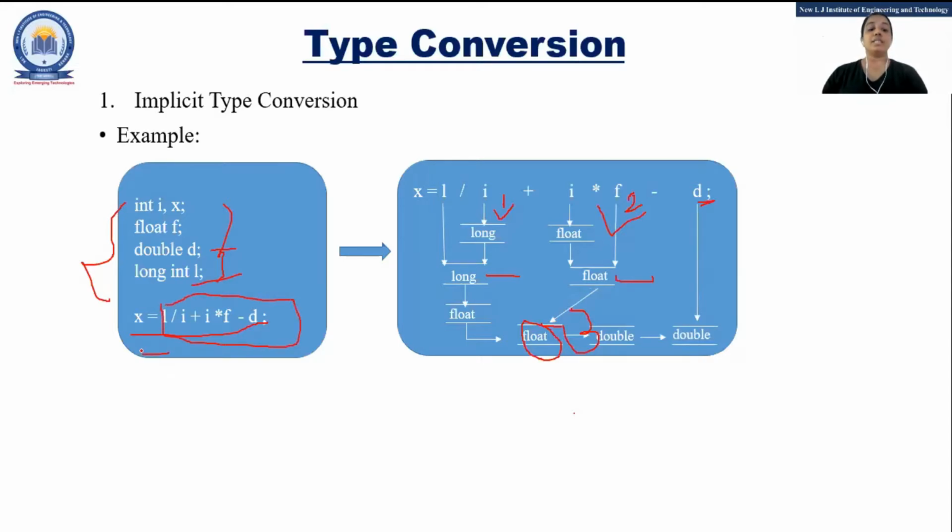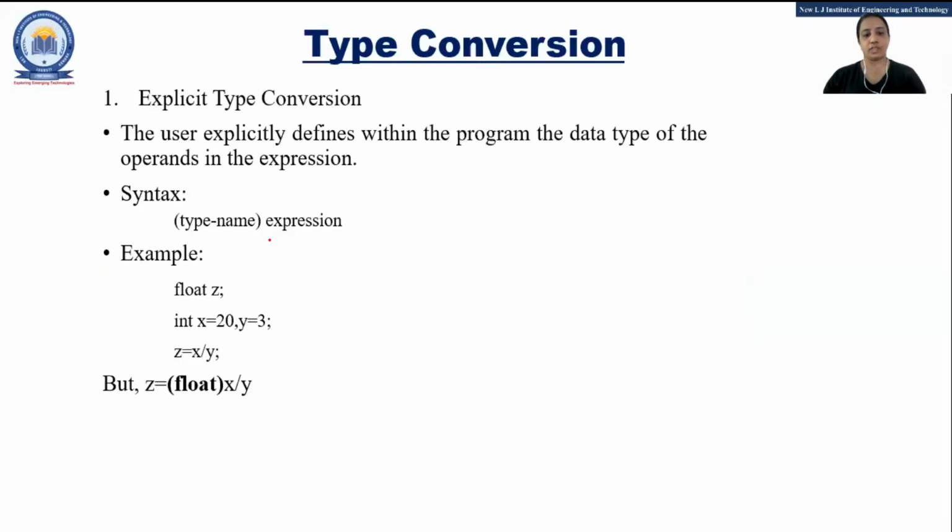Now you are going to assign your answer into X. But what is the data type of X? Integer. So though the answer is double, only the integer part is supposed to be taken and it will be assigned into X. Clear? Implicit conversion. And this is the hierarchy you need to follow as we have seen.